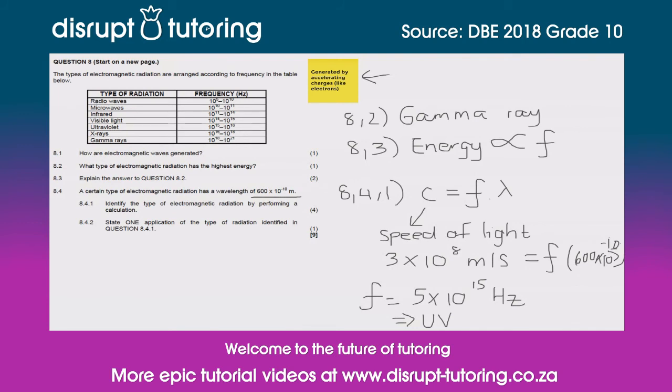Okay, and the last question says state one application of the type of radiation identified in 8.4.1. We know what UV rays are for. They're used for sterilization of equipment. They're used in sun tanning beds to make people tan, and they're also used to find forged currency, so to check if notes are real, they put them under ultraviolet radiation. There are many other things, but you just had to state one for this question.